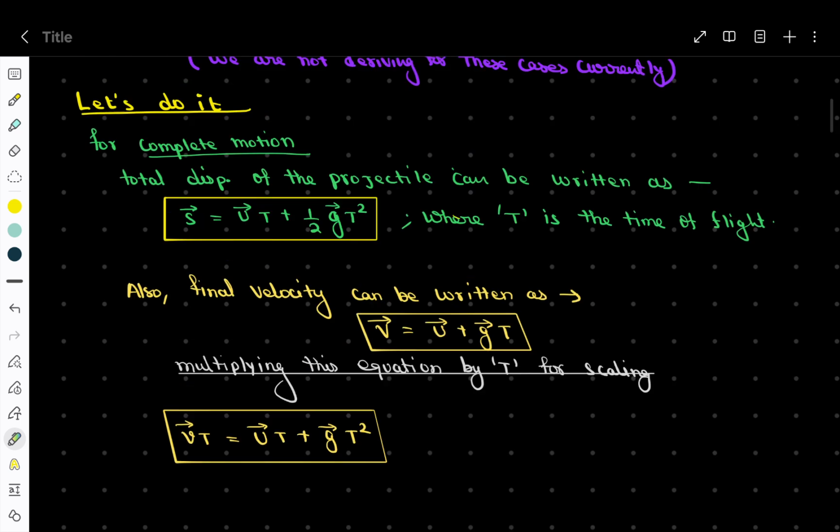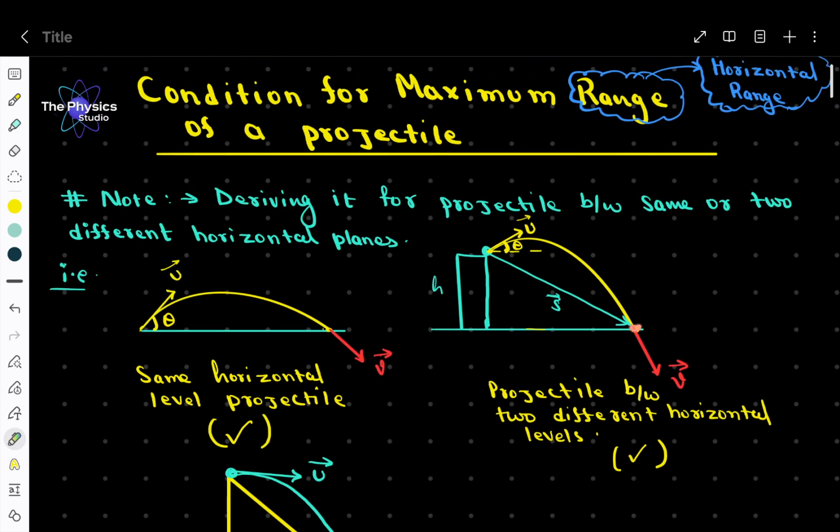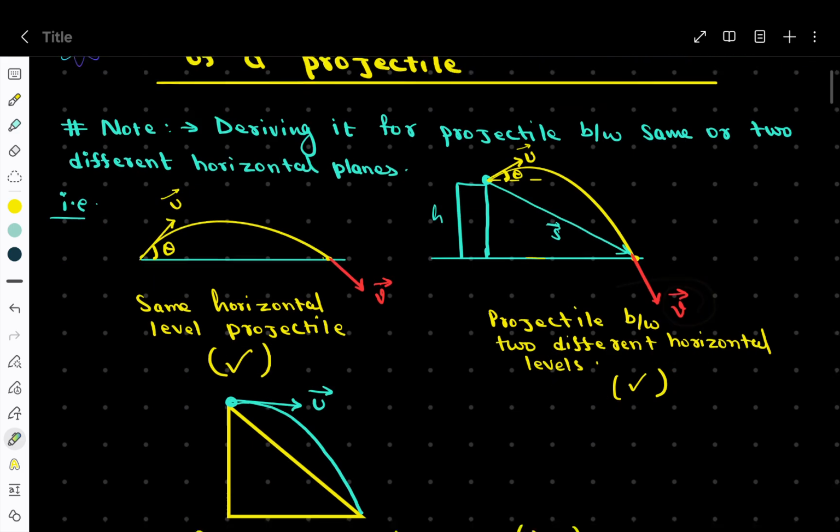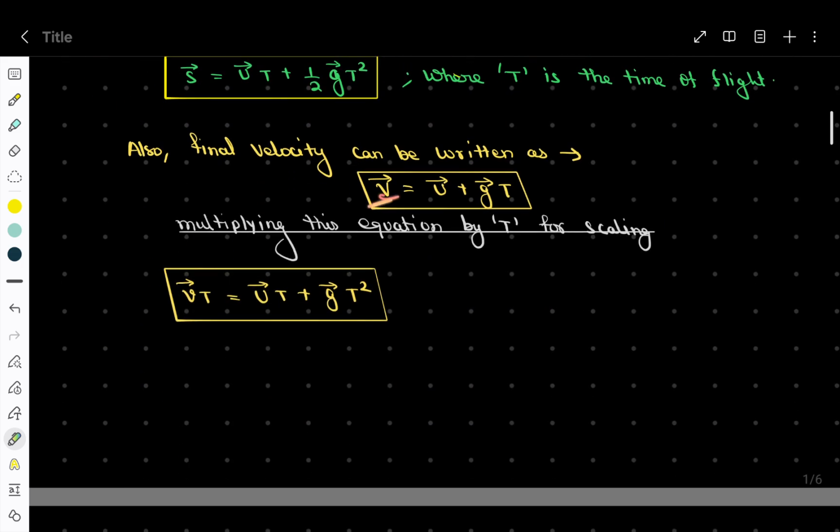And we can also find the velocity with which it will be hitting the ground, again by using the equation of motion. So I can write v vector is equal to u vector plus g vector into capital T. Now I'm multiplying this second equation with capital T, just for the sake of scaling. I'll let you know later why I have done it. By doing that, I get v vector into capital T is equal to u vector into capital T plus g vector into capital T square, right?